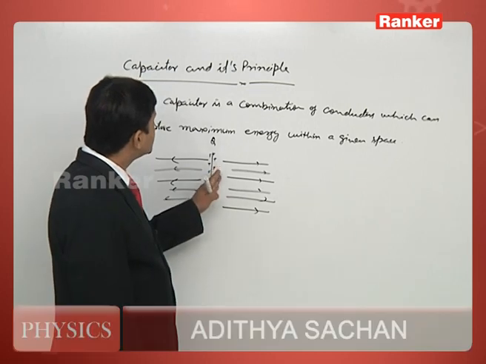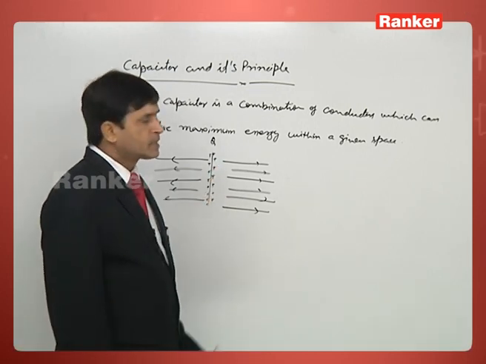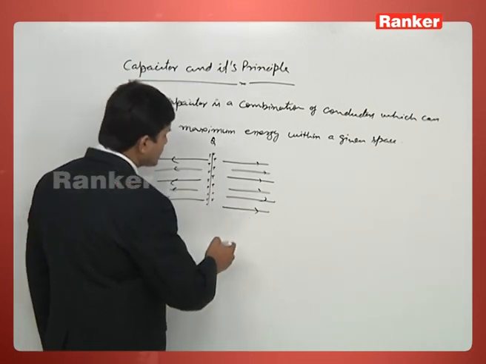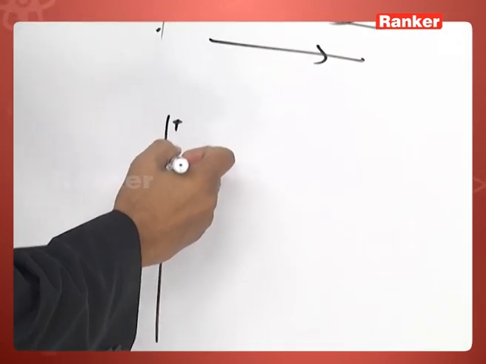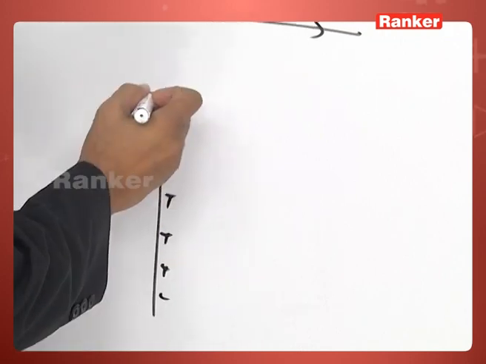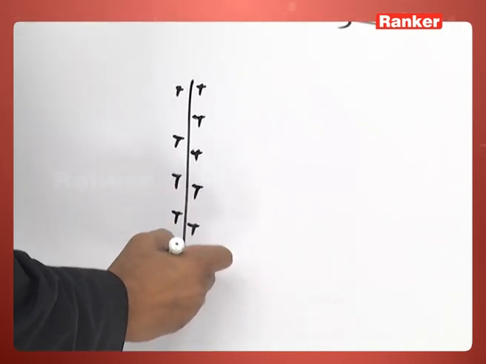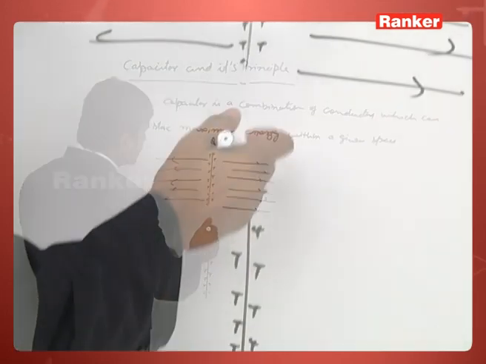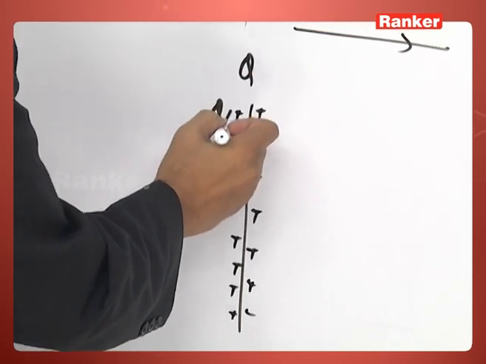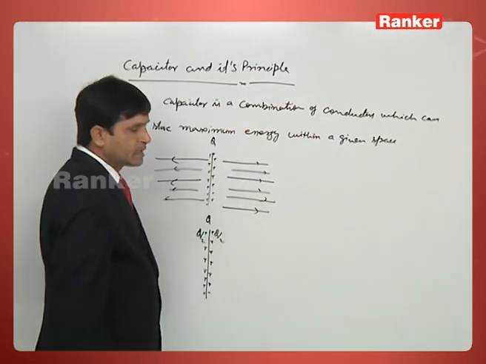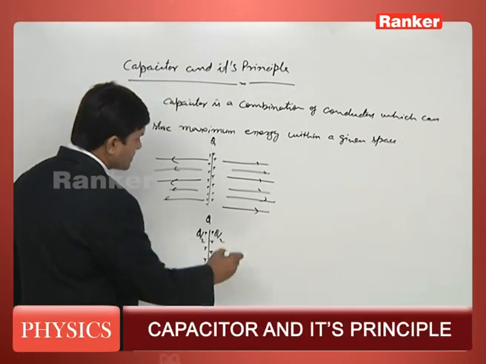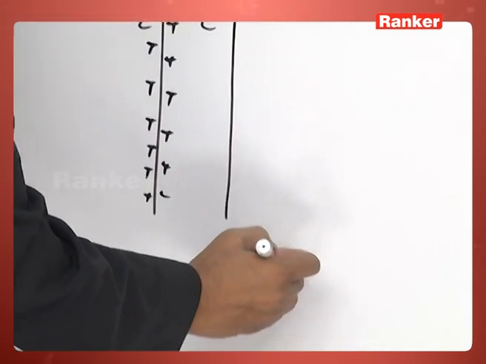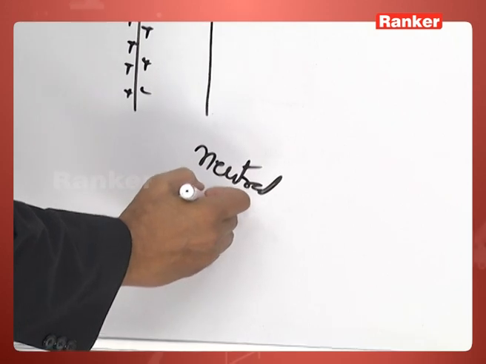So how do we convert this conductor into a capacitor? Right now the charge is distributed uniformly. If we have given charge Q, it initially splits as Q by 2 on this side and Q by 2 on this side. The first thing I do is put another neutral, identical plate.